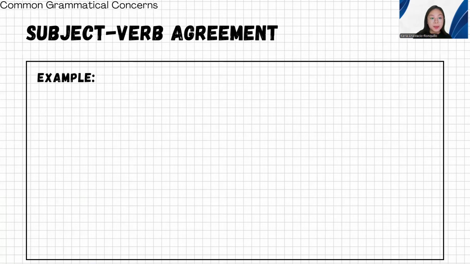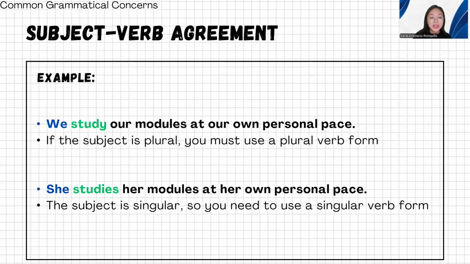So here's an example. We study our modules at our own personal pace. So if the subject is plural, you must use a plural verb form. She studies her modules at her own personal pace. The subject here is singular, so we must use the singular verb form.